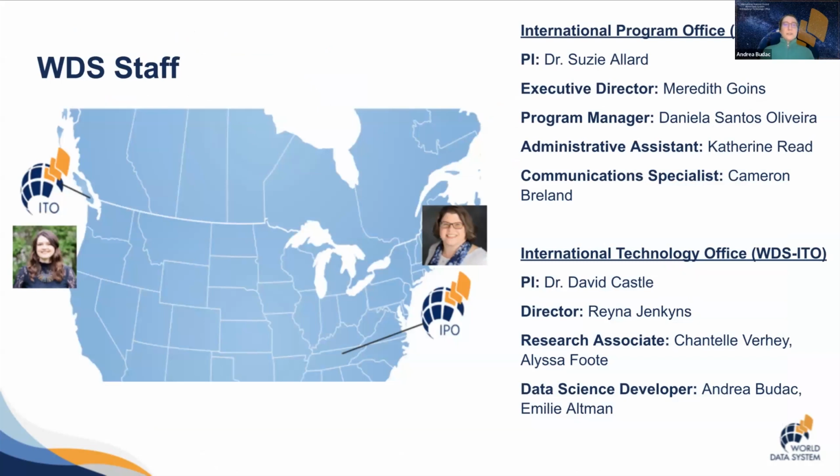The World Data System has two offices. The International Program Office is in Tennessee, and we're from the International Technology Office again, which focuses on the technical challenges to data sharing and data repositories. And this is how our mission and the focus of our office combined and got us working with AI data readiness. Next slide.